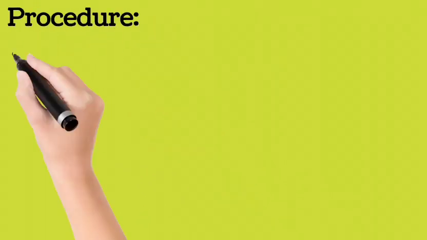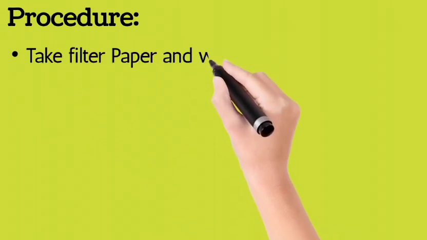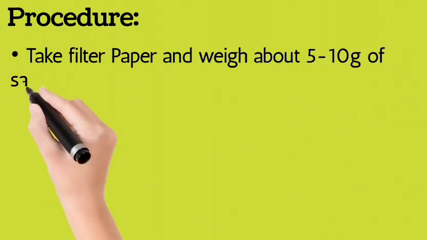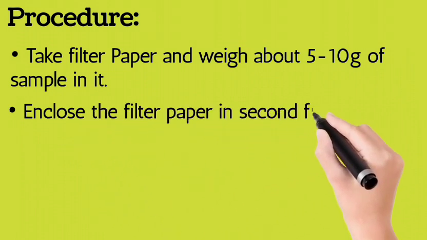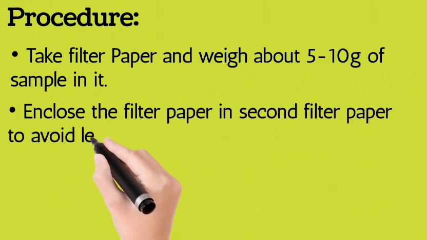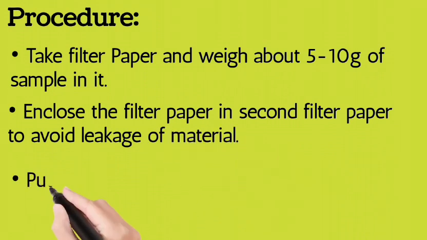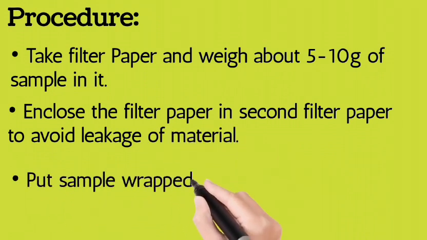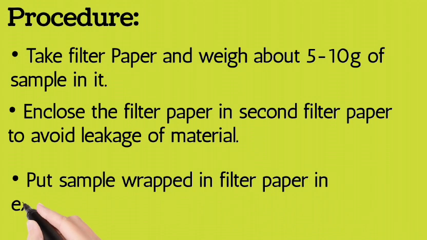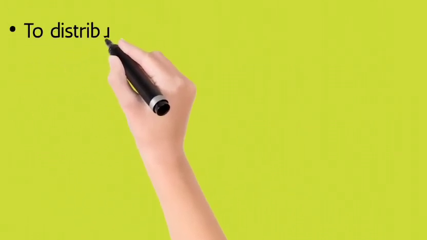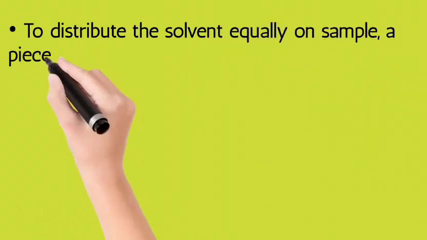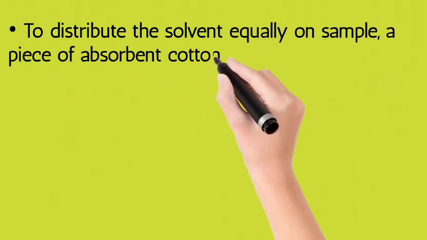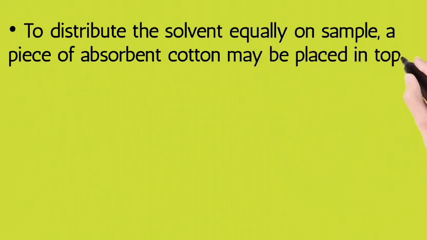Procedure: take a filter paper and weigh 5 to 10 grams of sample in it. Enclose this filter paper in a second filter paper to avoid leakage of material. Put the sample wrapped in filter paper in the extraction tube. To distribute the solvent equally on the sample, a piece of absorbent cotton may be placed on top of the thimble.